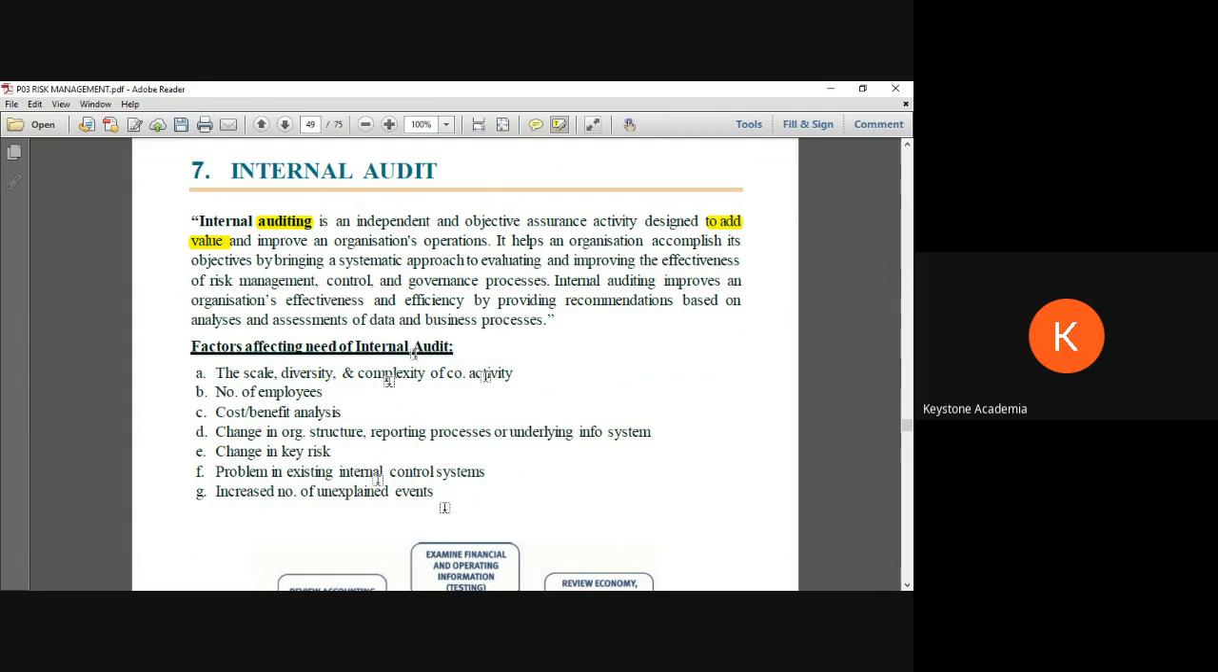These are certain points. There can be a lot of other reasons also why we need internal audit. Obviously, the main reason can be that it is required by the corporate governance law.